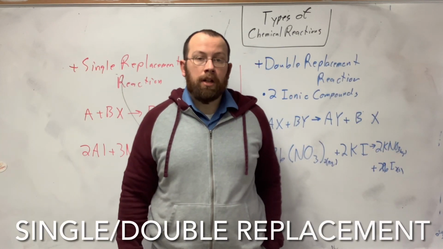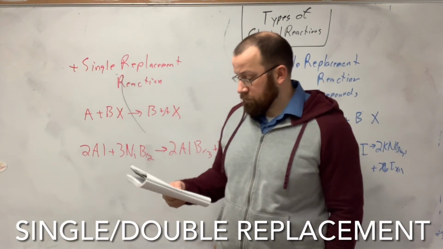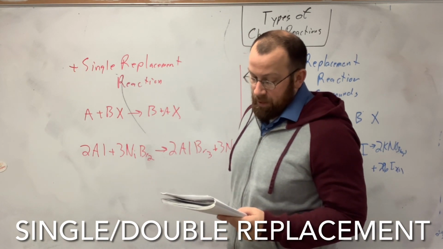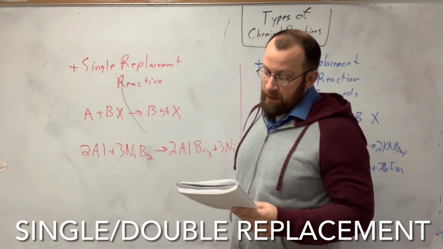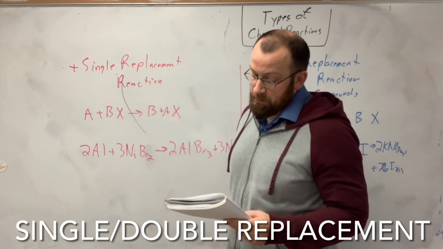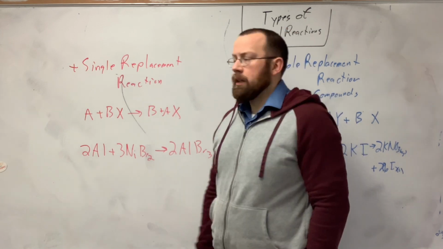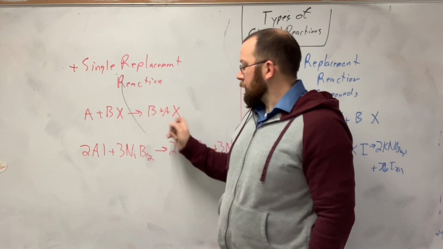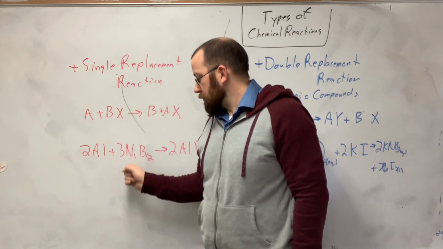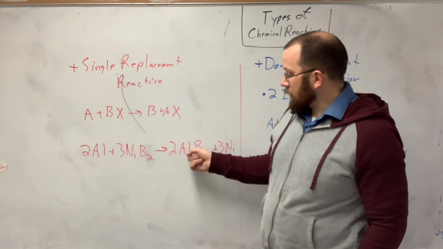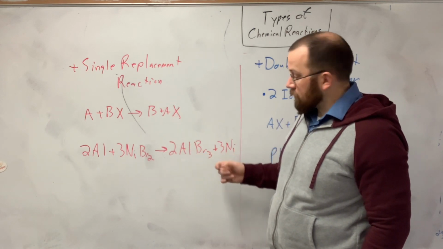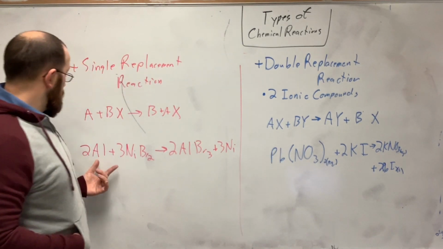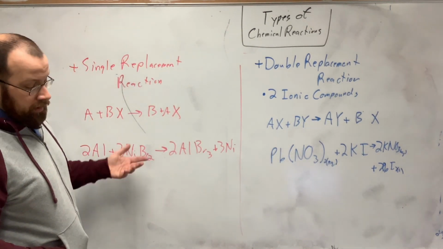All right, the next two we're going to talk about. The first is single replacement reactions. So this one element replaces another element in a compound. So metal will replace a metal, non-metal will replace non-metal, and transition metals can't push active metals. All right, so you have A plus BX goes over to B plus AX. Then you have your aluminum and your nickel, and the aluminum replaces the nickel. The nickel is pushed out. All right, that's a single replacement. All you're replacing is one element with another element.